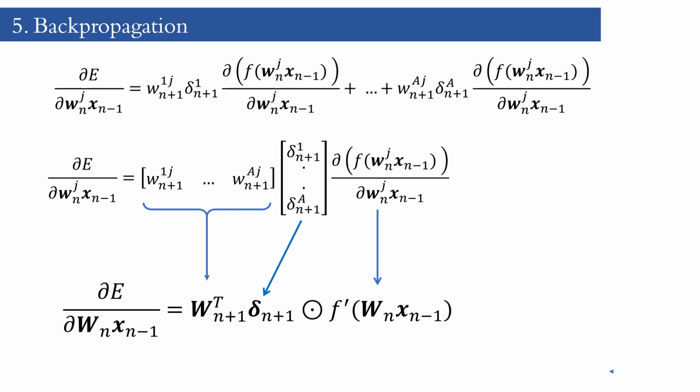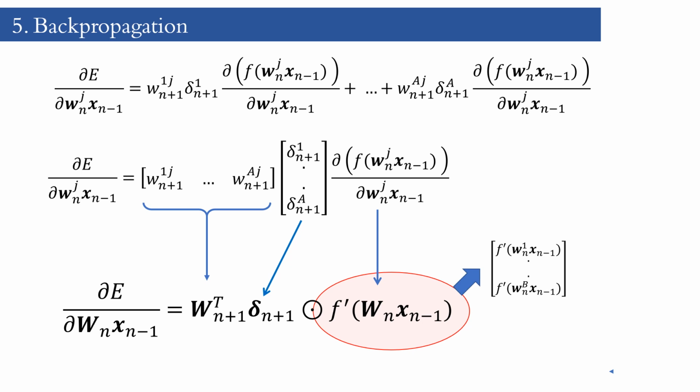In this notation, we have the derivative of f evaluated at matrix multiplication Wn into xn minus 1. This produces a vector. So here, when we are applying the function, we have to note that we are applying the function to each value in this vector. So the derivative has to be evaluated at each point. As we have B nodes in the nth layer, this will produce a vector of size B.